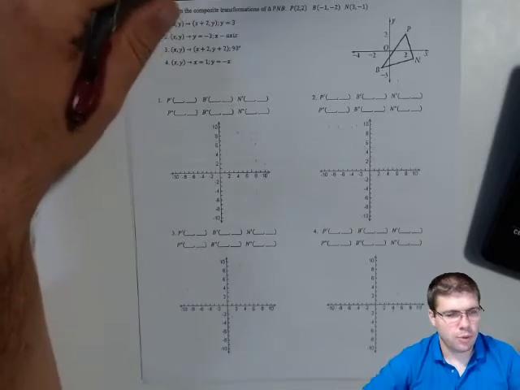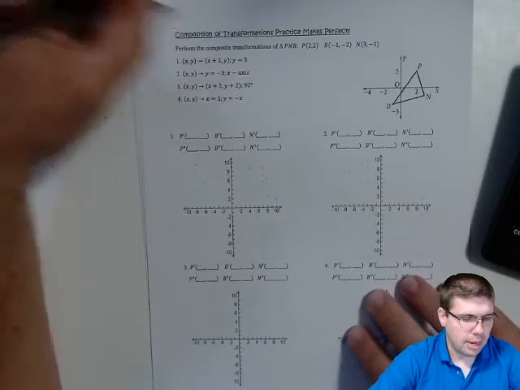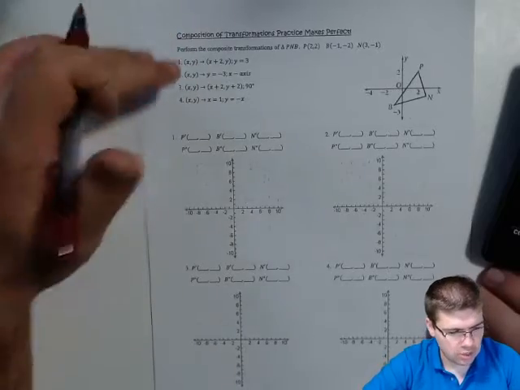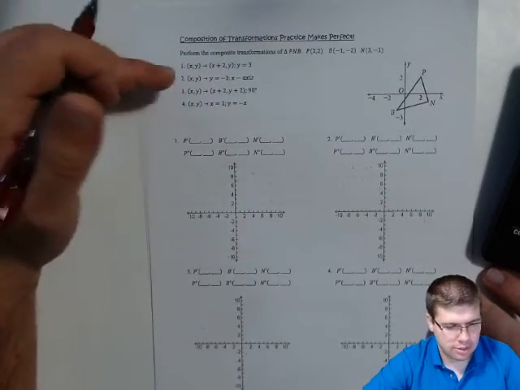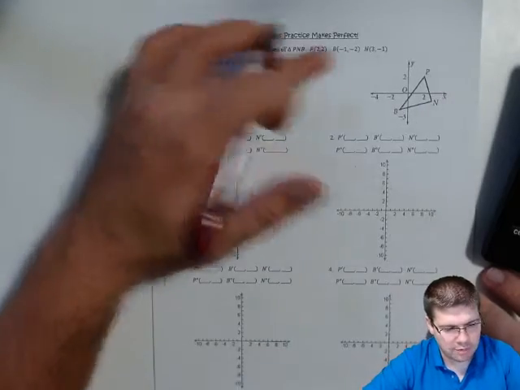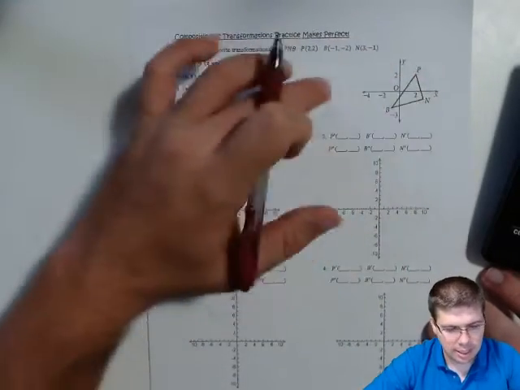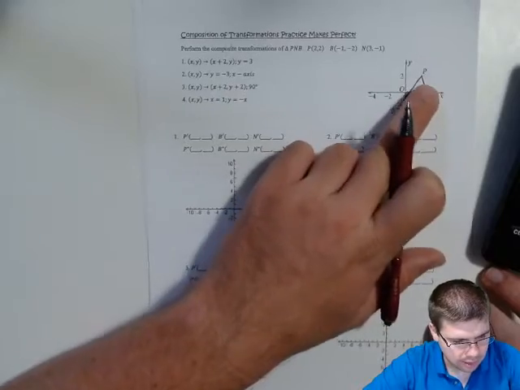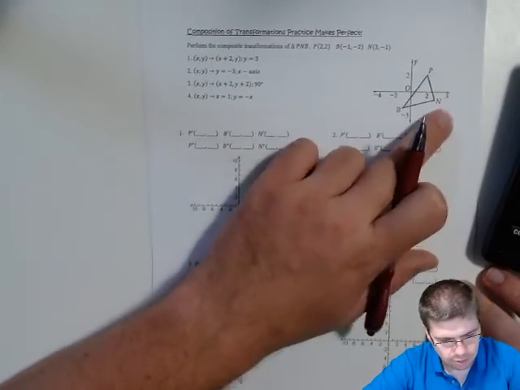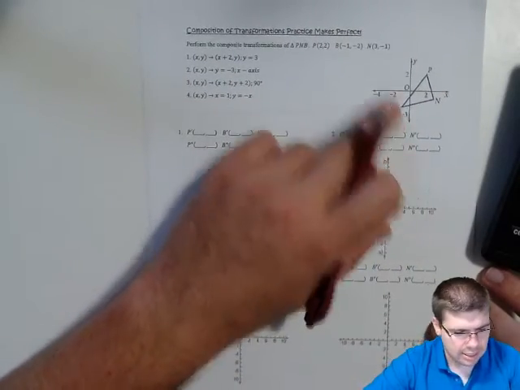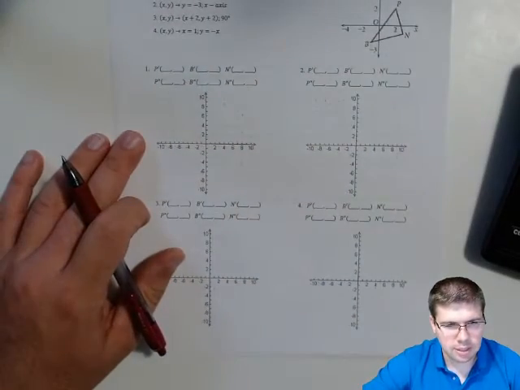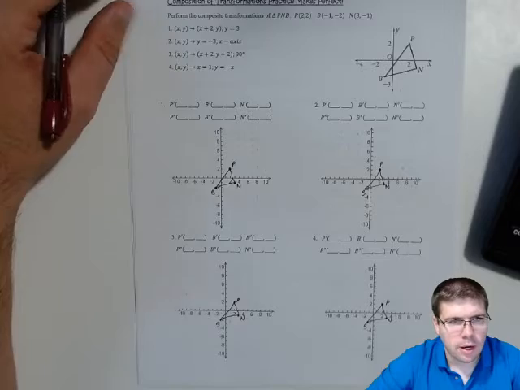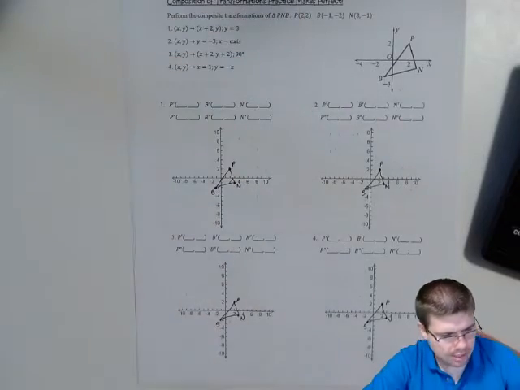Hey Geometry, so we're continuing 9-4 compositions of transformations, and we're going to do basically some practice with a bunch of different composite transformations of this same figure. So triangle P, where P is at (2, 2), N is at (3, -1), and B is at (-1, -2). I'm just going to go ahead and draw that on here real quick to speed this up. All right, there we go. Got the same triangle copied down a bunch of times.